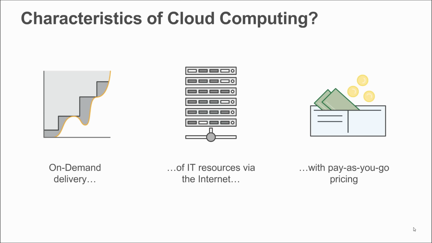So, what do we mean by on-demand delivery? That's when you request resources from AWS, you get them pretty much right after you ask for them. And resources could be things like a server, a computer, storage, networks, databases, things like that. And they're all delivered over the internet. So there's no data center to drive through or no package to wait for to arrive at your house or wherever your office is. And then everything has pay-as-you-go pricing.